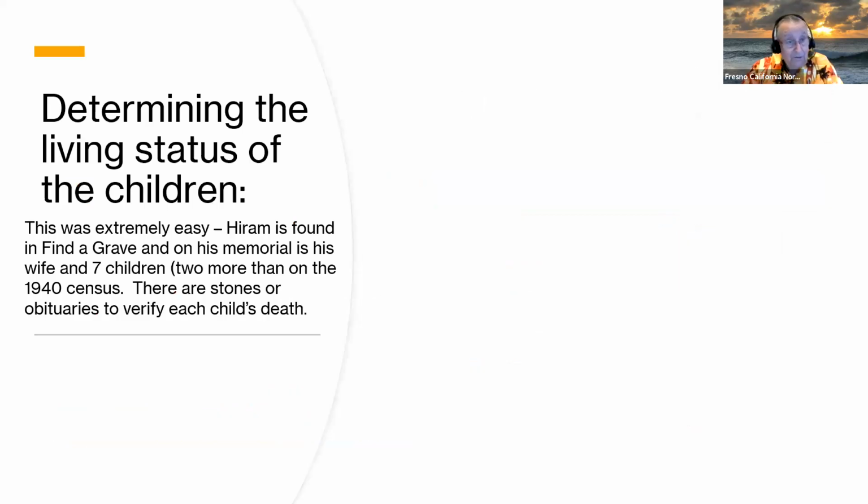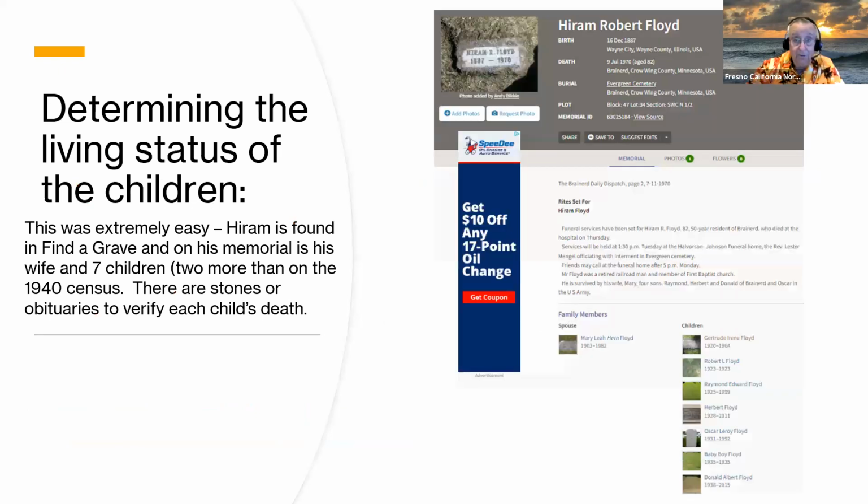Well, determining their status really wasn't very hard. All I had to do was find their dad on Find a Grave. And on his memorial was listed his wife over here, Mary Leah Hearn Floyd, with her birth year and death year, and 7 children, 2 more than that census even shows, all deceased. In fact, all 5 of those children on that census are dead. And so they can all be put into Family Search.